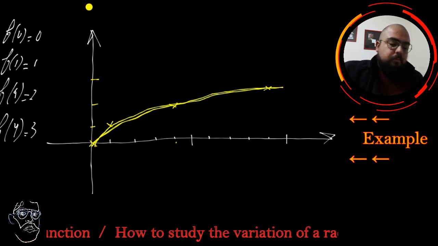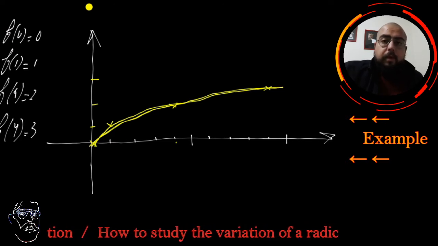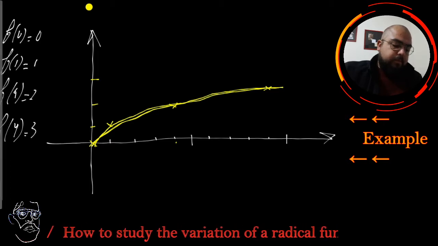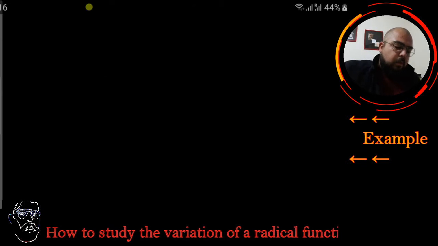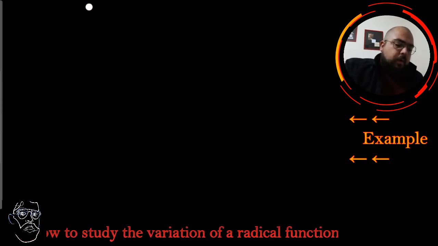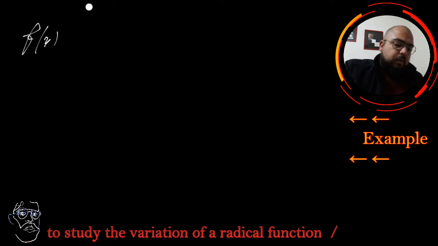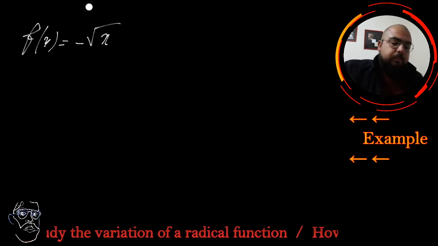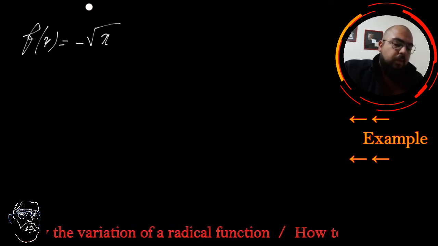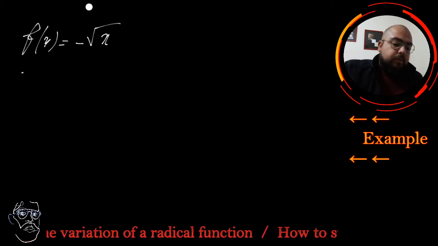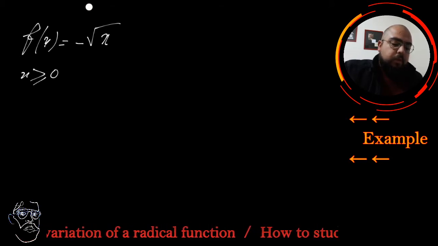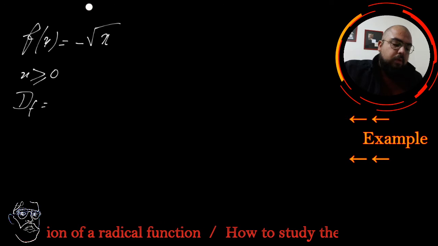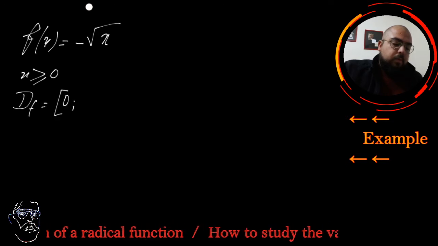I'm going to take another example, and of course we're going to draw a curve. So another example: f of x is equal to minus square root of x. Again, you will have to say that this function is defined when x is greater or equal to 0. So your domain of definition is from 0 to plus infinity.